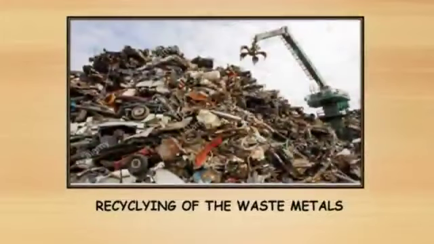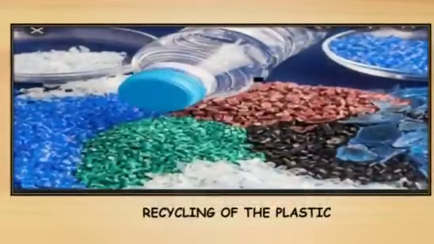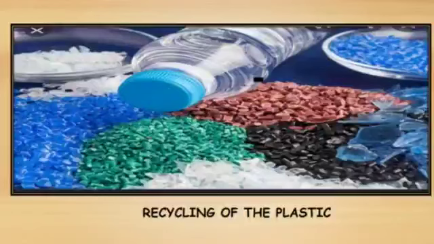In this picture, children, this is how the recycling of the waste materials goes on. This is how the industries recycle the waste metals. In the next picture, children, we see how the process of the recycling of plastic goes on. This is how when the plastic is recycled, it goes through different processes and recycling happens.